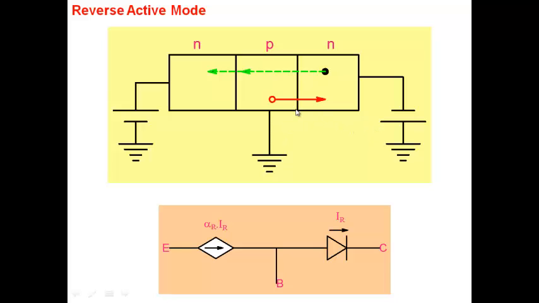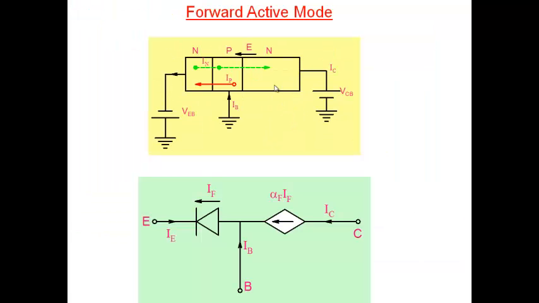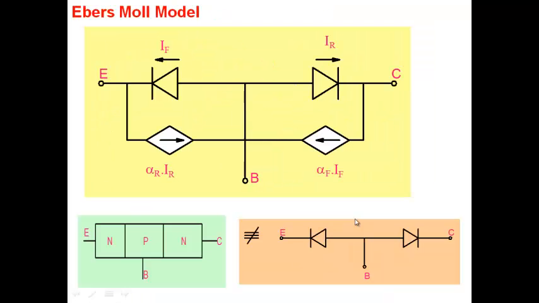So now you can imagine what will happen. In forward active mode, I have this model. In reverse active mode, I have this model. And if I combine them together, I get a model of this form.